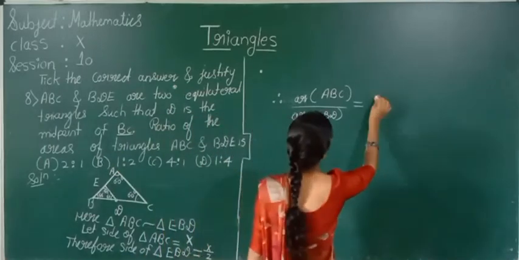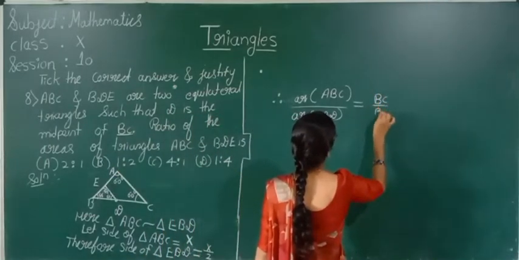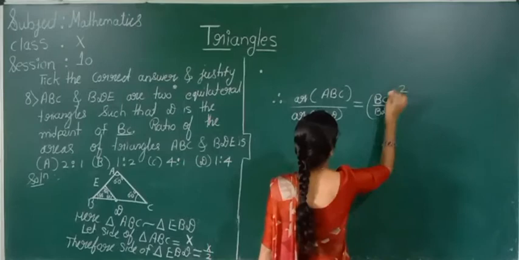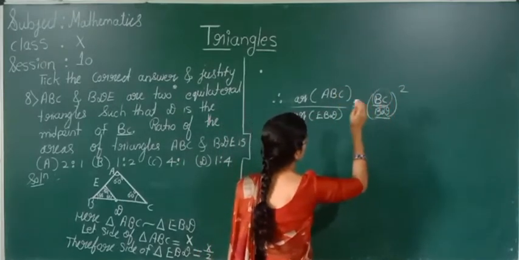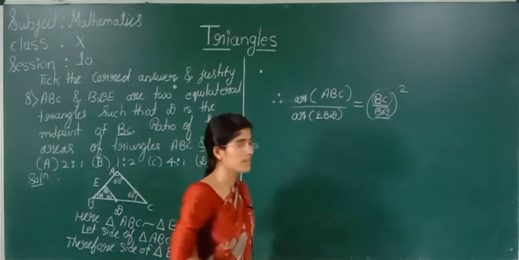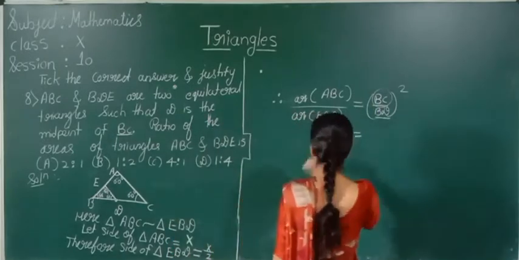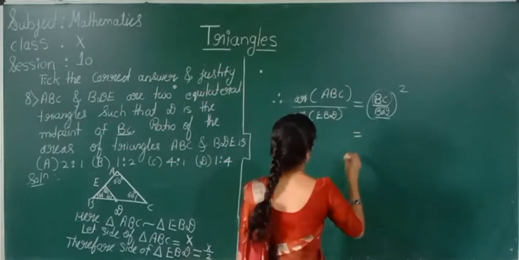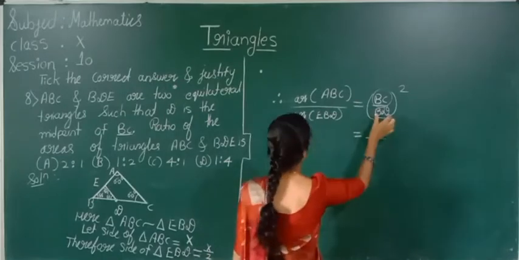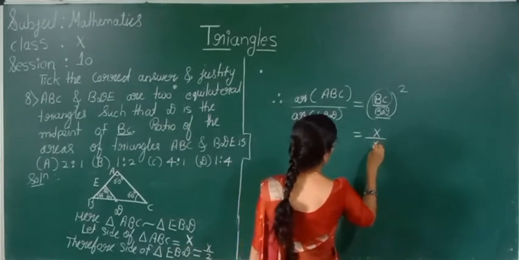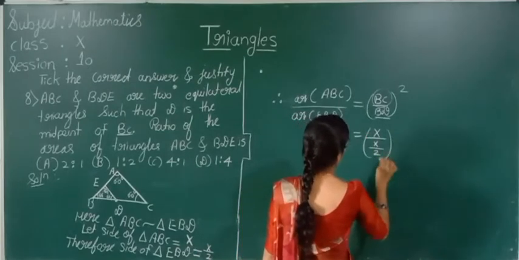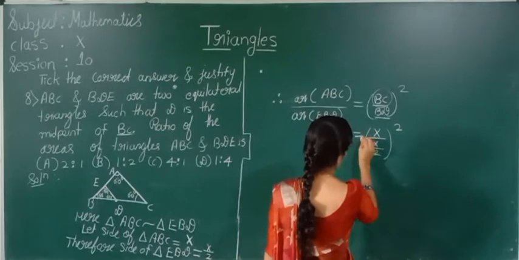Now here I will take BC by BD. Say BC is a side of triangle ABC, and here BD is the side of triangle EBD. Now substitute, what is the BC side we took here? BC we have taken as X. What is BD we took here? BD we have taken as X by 2. Right? We will square this.